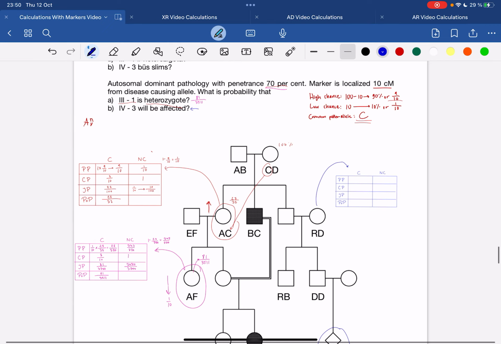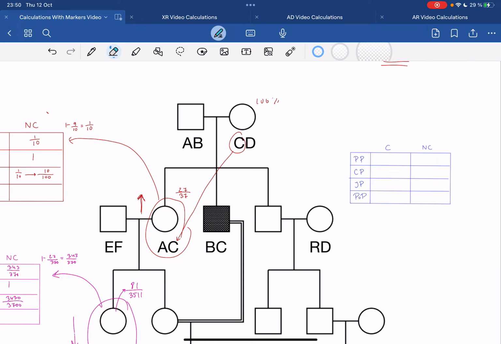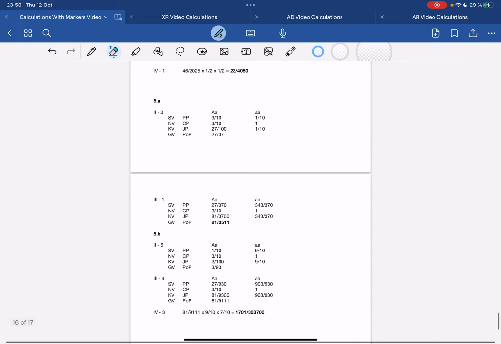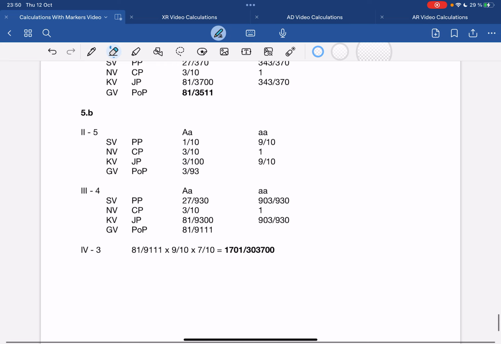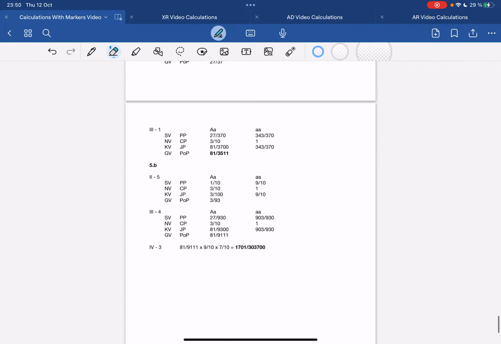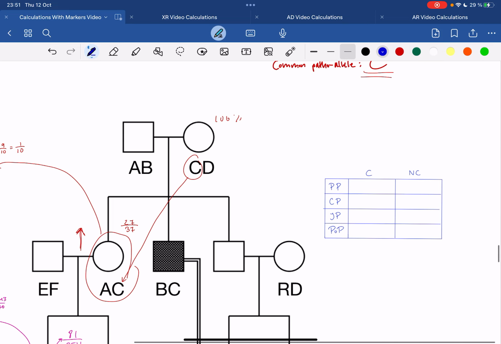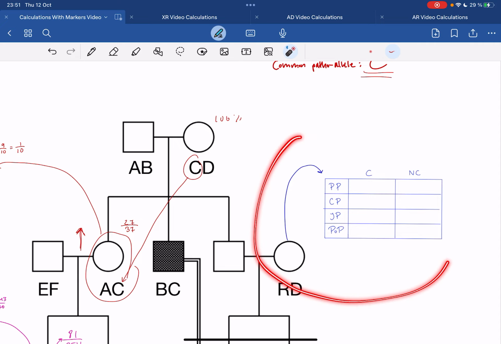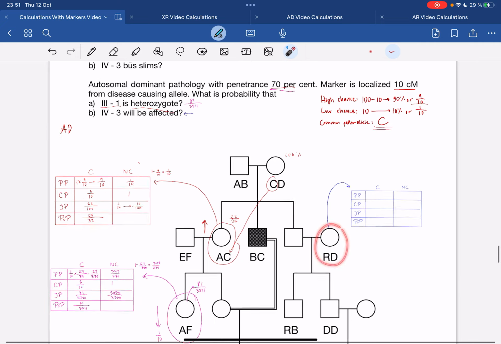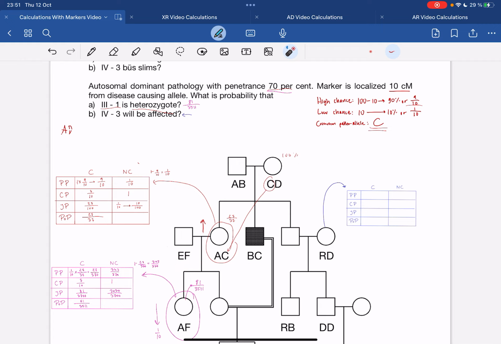It's still very odd that you're doing a Bayesian table for 3-5. Why do you do a Bayesian table on a population person? If anybody knows the answer to that, please tell me. I really don't know why you would do a Bayesian table on a person from the population, because this person is from the population and doesn't have anything to do with these people right here.